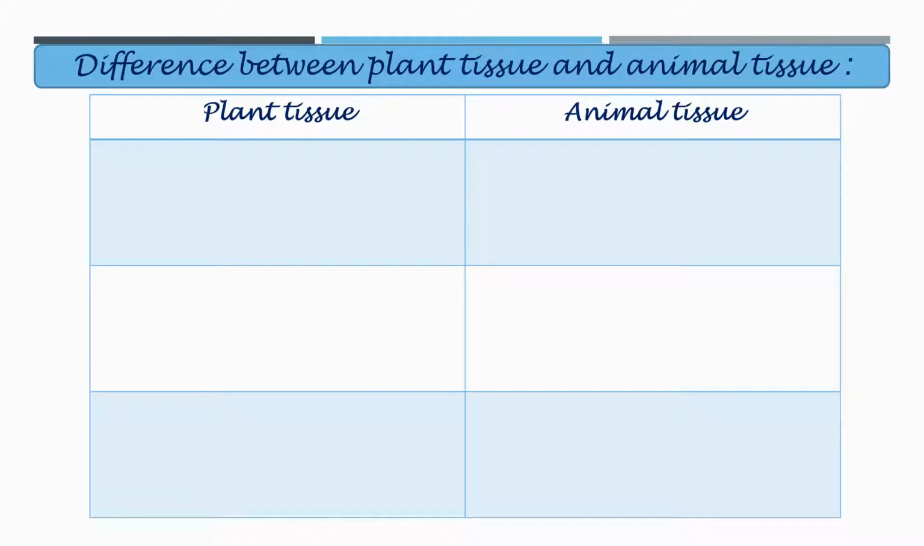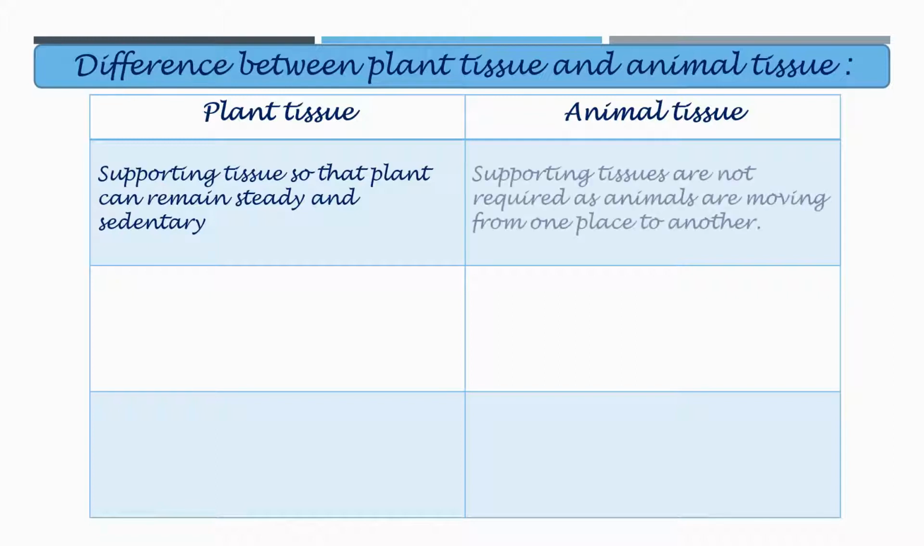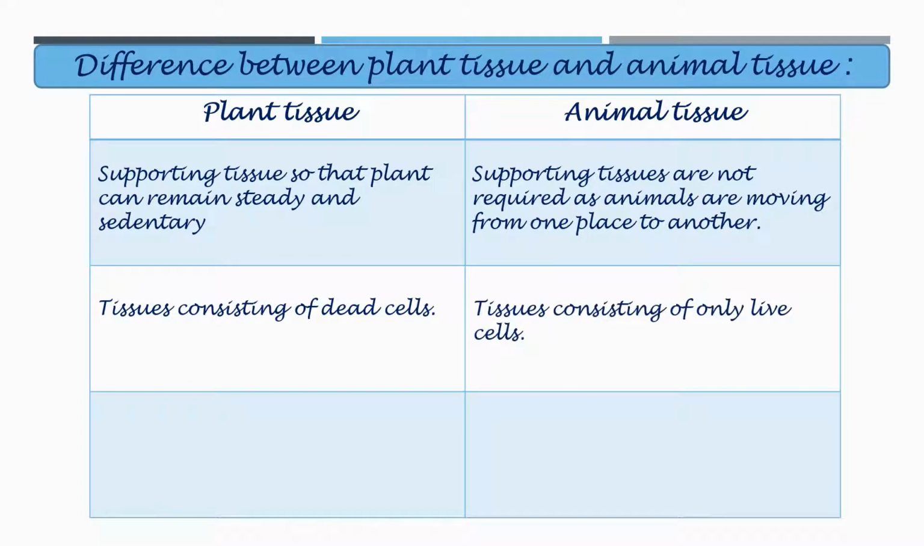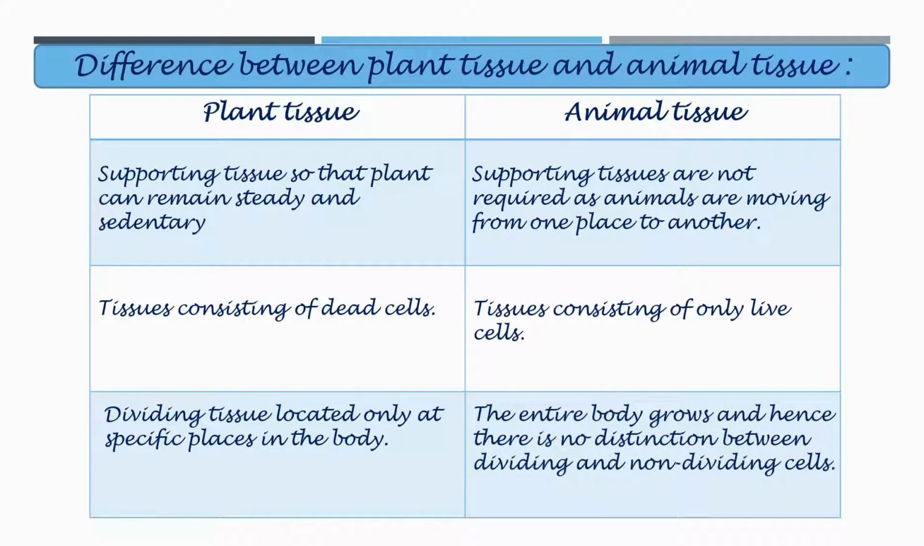Students, now let's understand the difference between plant tissue and animal tissue. In plant tissue, supporting tissue is required so that the plant can remain steady and sedentary. Whereas in animal tissue, supporting tissues are not required as animals are moving from one place to another. In plant tissue, tissues consist of dead cells, and in animal tissue, tissues consist of only live cells. And in plant tissue, the dividing tissue is located only at specific places in the body, and in animal tissue, the entire body grows, and hence there is no distinction between dividing and non-dividing cells.